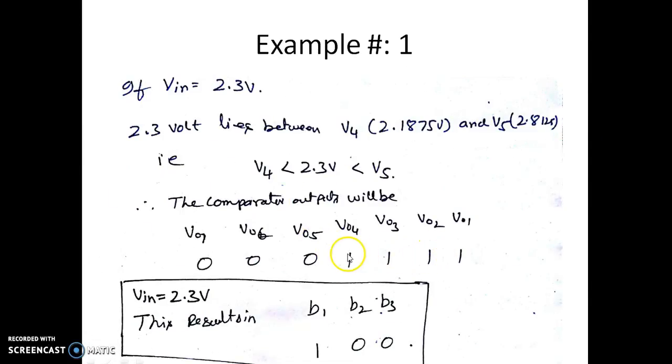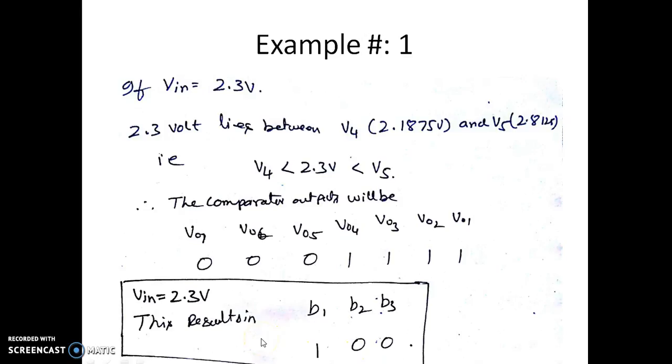V01, V02, V03, V04 are high because the bottom four comparators have their input voltage more than V minus, where V minus is the reference voltage. But in the top three comparators, the input voltage is less than the reference voltage. That's why we have 0, 0, 0. Corresponding to this input combination for the decoder, the decoder will give 1, 0, 0 as the output voltage. So 2.3 volt will result in 1, 0, 0 as the output voltage.